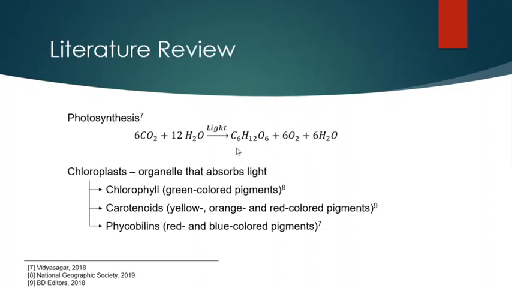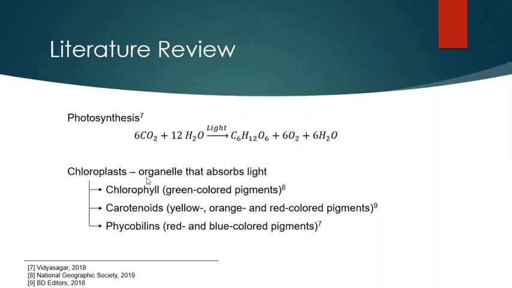The equation shown is the process of photosynthesis carried out by plants. Carbon dioxide is combined with water, and with the aid of light energy, they will be converted into carbohydrate, oxygen, and water. Carbohydrate produced is a source of energy for the plant. Chloroplast is an organelle in plant cells that absorbs light energy.